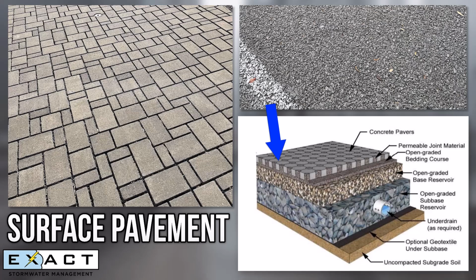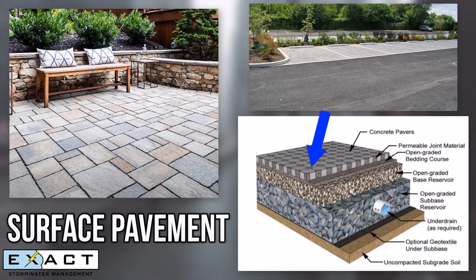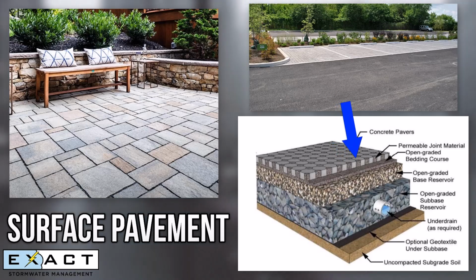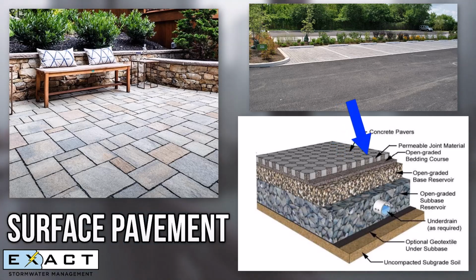The type of material used is determined based on the location, topography, overall size of the system, as well as other factors. Generally, pavers are chosen for smaller systems meant for driveways or patios, whereas porous asphalt or concrete will be used for larger scale applications.